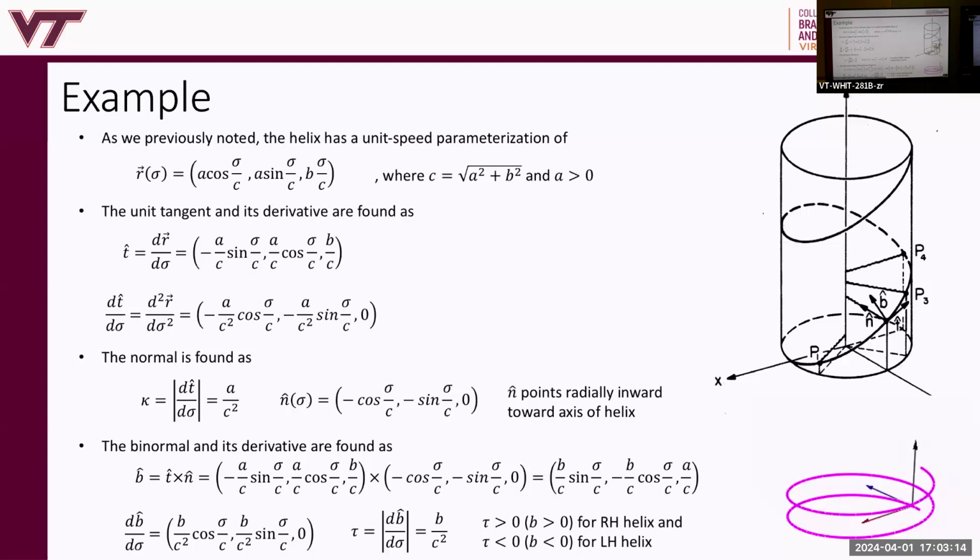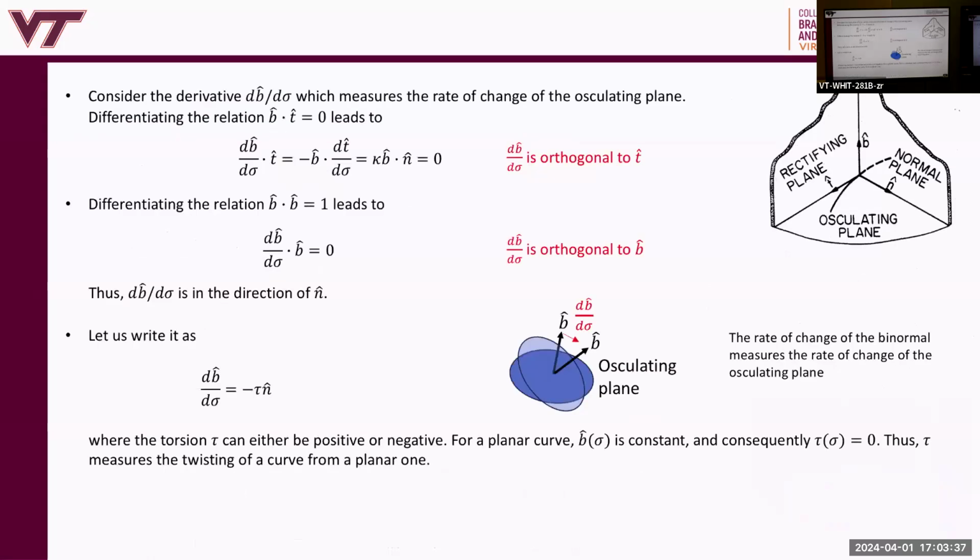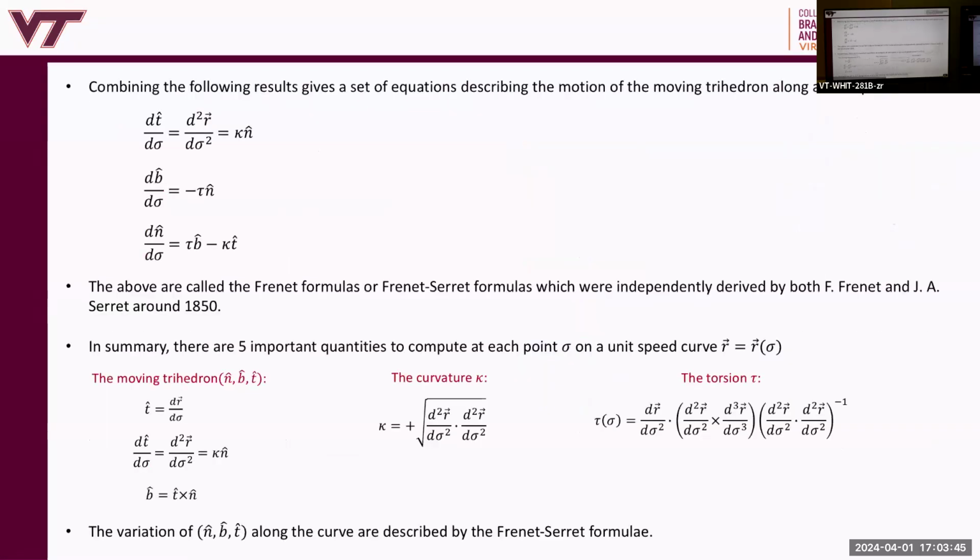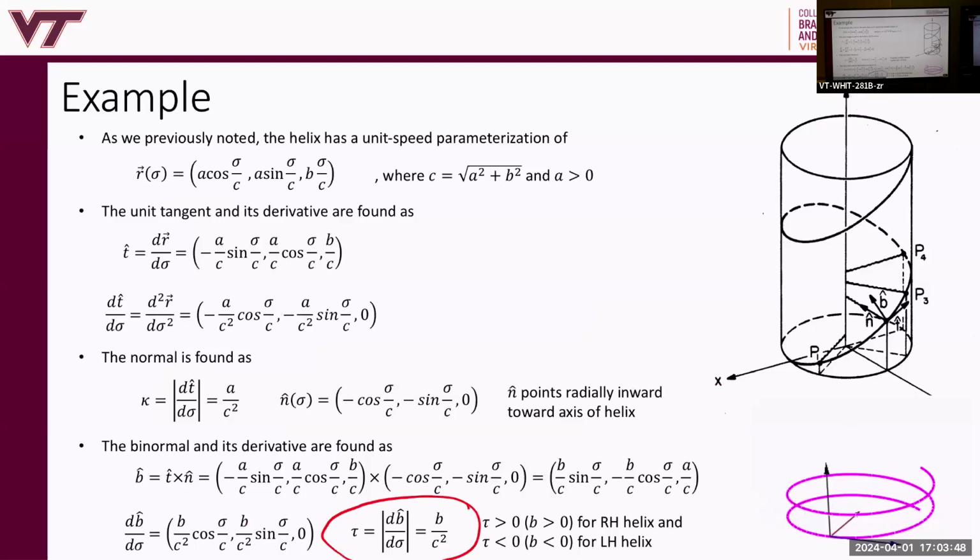Okay, good. We can calculate that right here. So dB d sigma is the variation of the binormal with respect to the parameter of the curve. We have the binormal here. Now we just differentiate this with respect to sigma, and we get the following expression. Remember, the magnitude of dB d sigma is tau, and its direction is normal. So let's go back here. The magnitude of dB d sigma is b over c squared. So it has torsion. It's not a planar curve, so it has to. Okay, good.